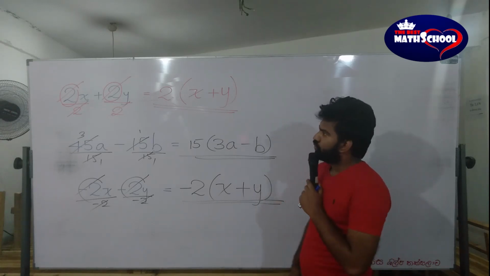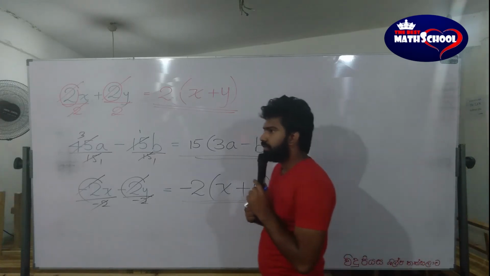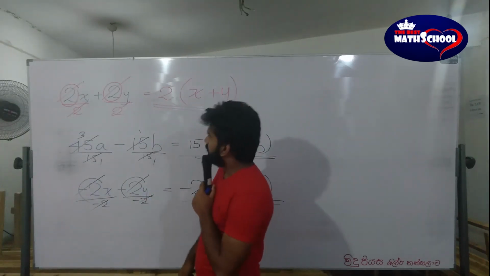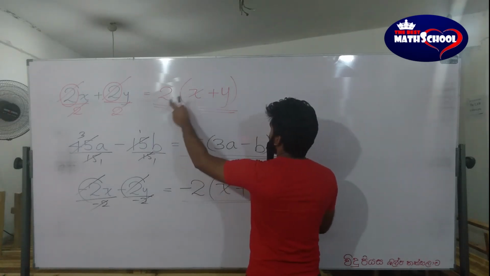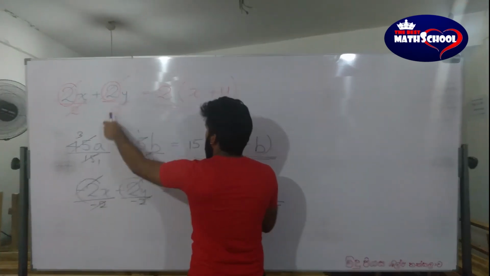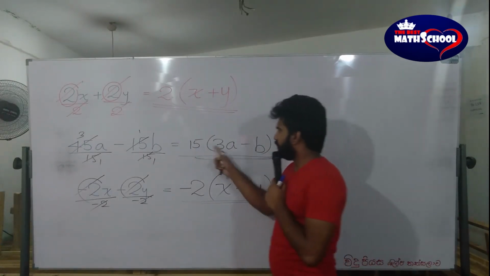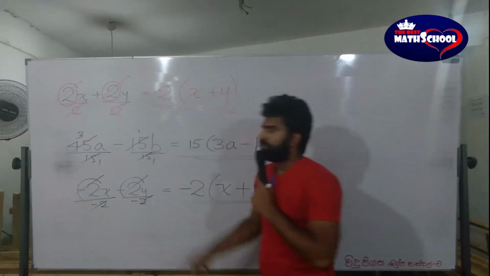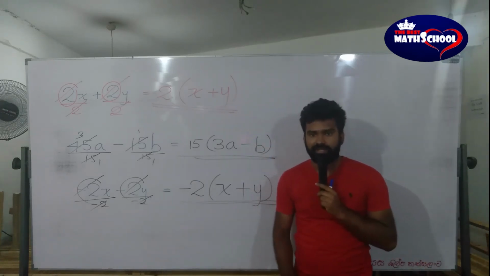That's all. After writing it as a product of its factors, you can check whether your answer is correct by multiplying these two together. 2 into x, 2x. 2x is there. 2 into y, 2y. 2y is there. The answer is correct. Likewise, 15 into 3 will be 45. 45 is okay. 15 into b, 15b. So minus 15b, so the answer is correct. So likewise you can check the answers.